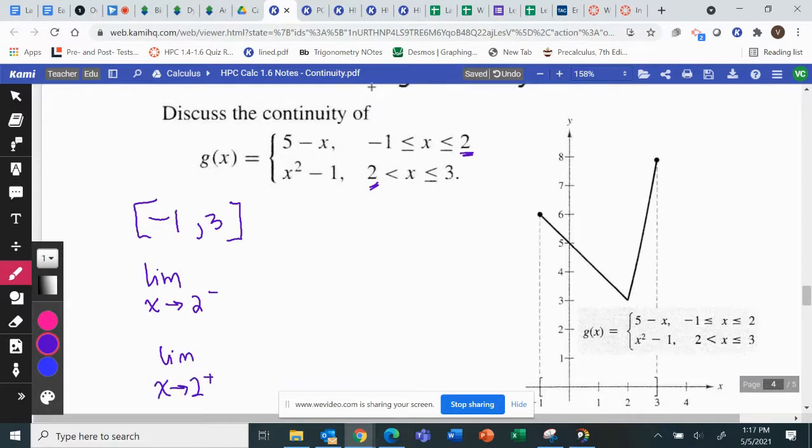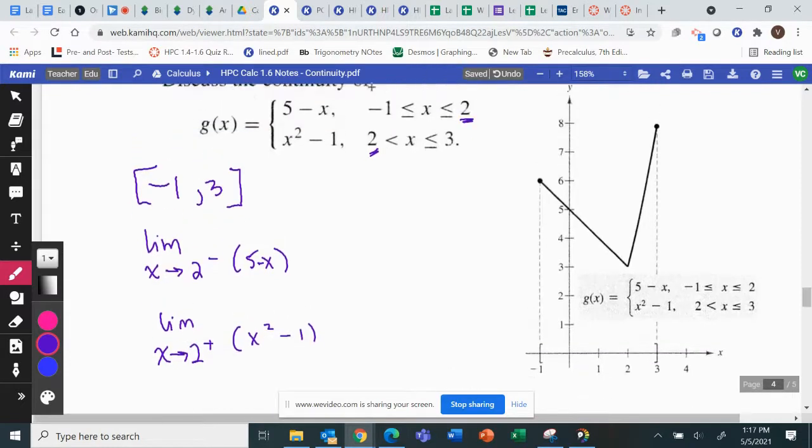If I'm going from the left, I'm going to use 5 minus x. And if I'm going from the right, I'm going to use x squared minus 1. So I'll just plug in 2 because it's not going to make it undefined or anything. So we'll have 5 minus 2, which is 3. This one here, I'll have 4 minus 1, which is 3. So we have the same answer. So we can say that it is continuous.